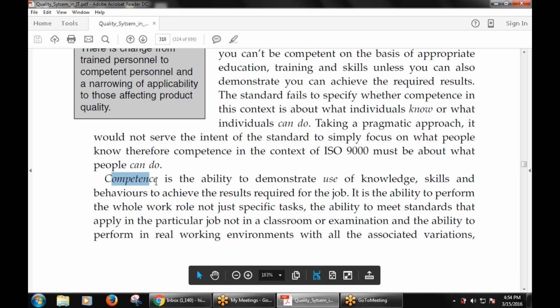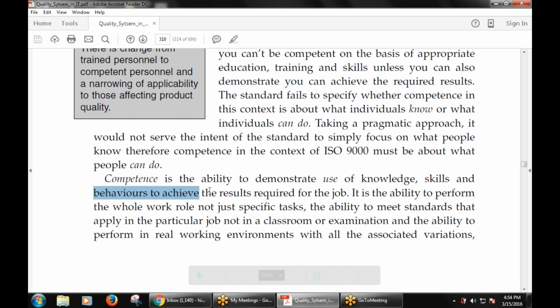Now, what is competence? It is the ability to demonstrate use of the knowledge, skills, and behavior to achieve the result that is required for the job. Competence is the ability to perform the whole work role, not just specific tasks, the ability to meet the standards that apply in the particular job, not in a classroom or an examination, and the ability to perform in a real working environment.